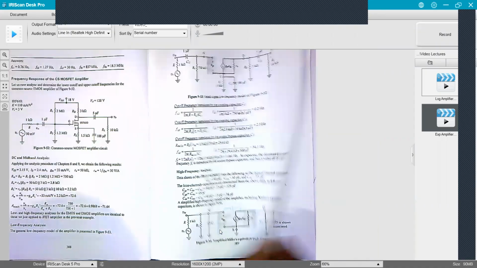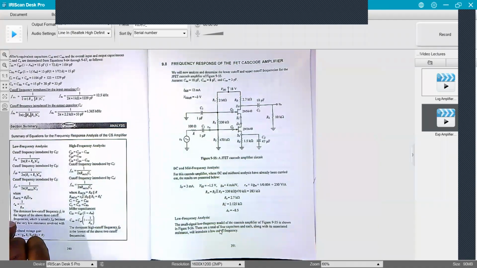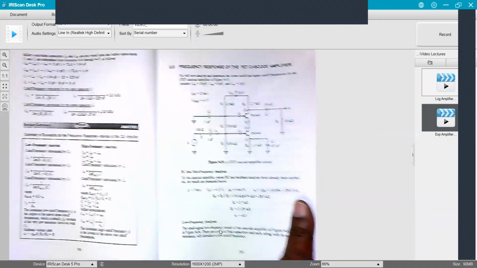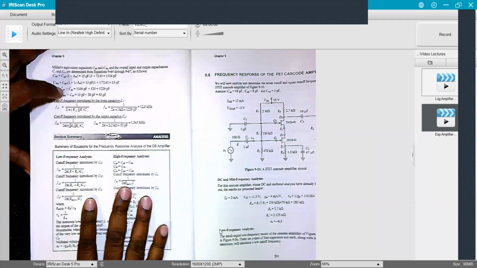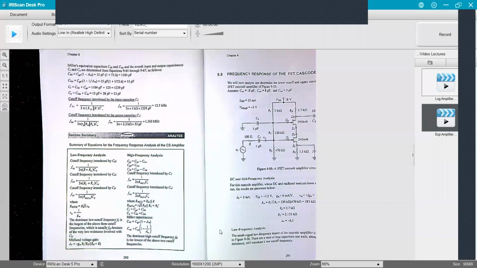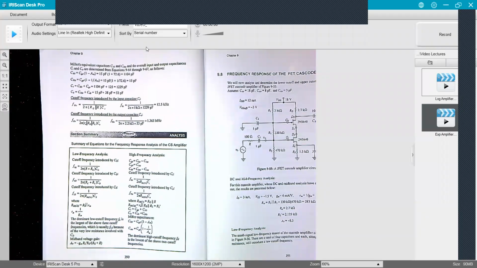And let's see, one last page. So I will send you this. You don't have it.